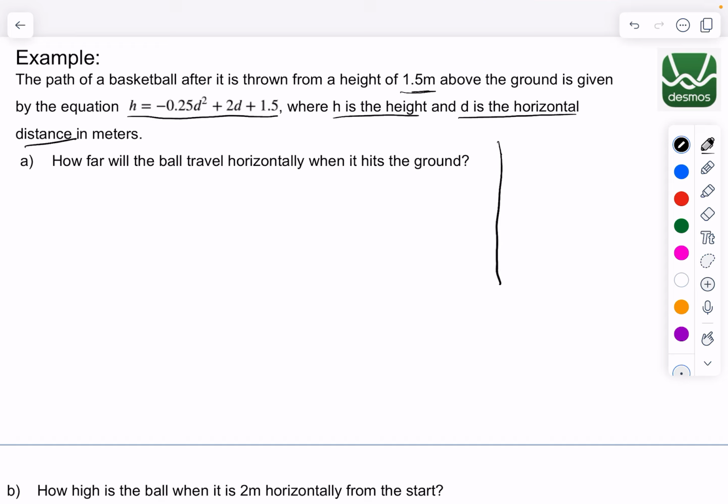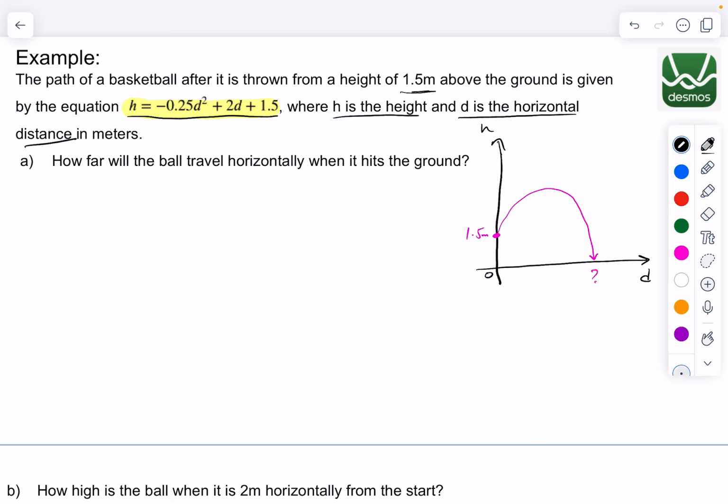So we have a height and we have a horizontal distance. Okay, and what we know is that 0 is there, so that's a height of 0 and a horizontal distance of 0. So it says that it starts at a height of 1.5, so we can assume that it starts at 1.5 meters. Okay, and then from there it gets thrown and it lands somewhere. We don't know where. Okay, and it follows this equation here.